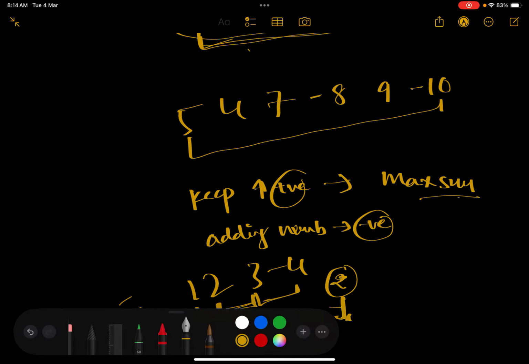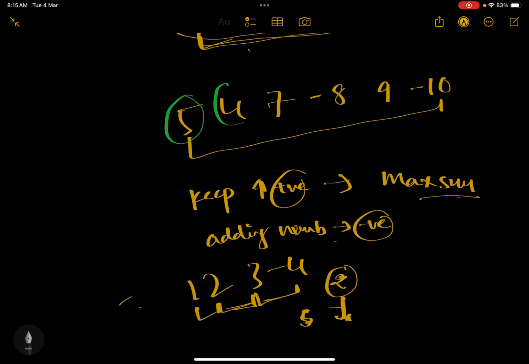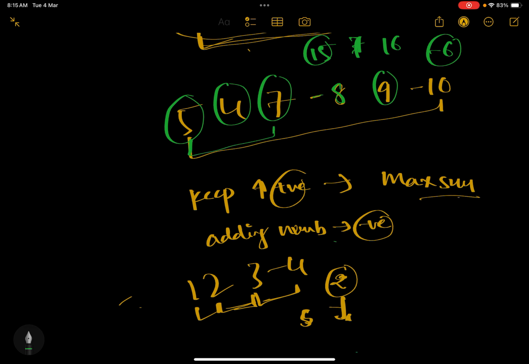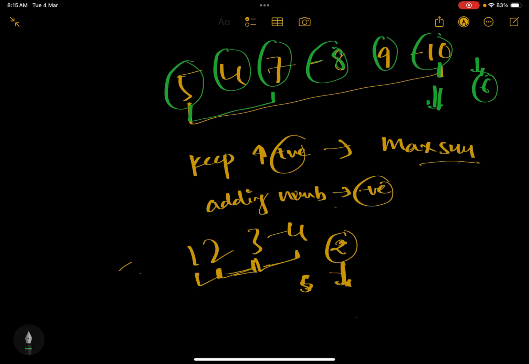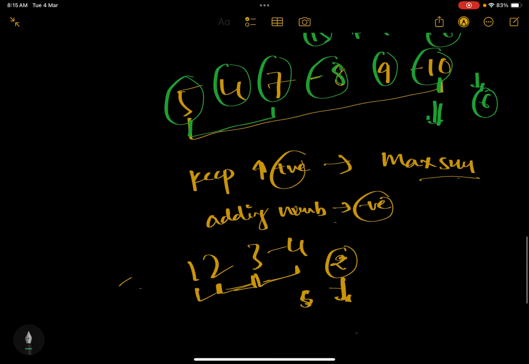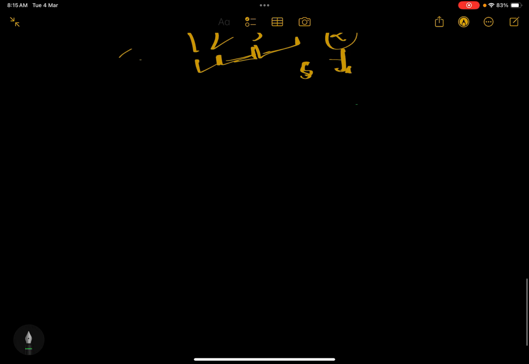Have a look. If you are adding those numbers, 5 plus 4 is 9, 9 plus 7 is 15, and minus 8 will decrease your sum to 7, right? 7 plus 9 is 16, and minus 10 is 6. Means your sum was 15 at one point, and now you ended up with 6, means there are two negatives in that array which decreased your sum, right? So is it a good way to take all the negative numbers of a subarray? Because at the end it will decrease your sum. So these were the things you have to keep in mind: if a negative number is there, it will decrease your sum.